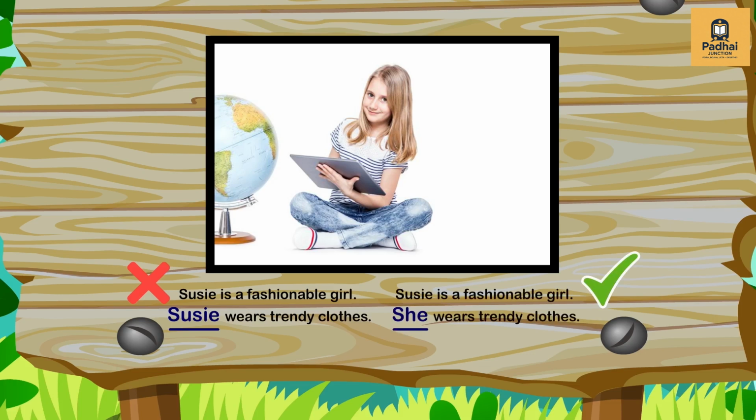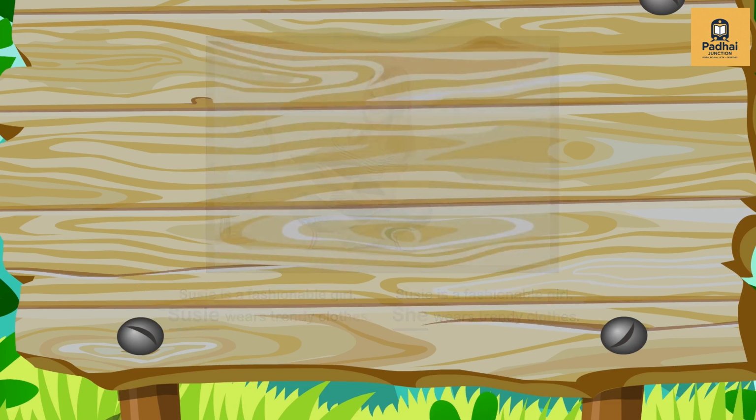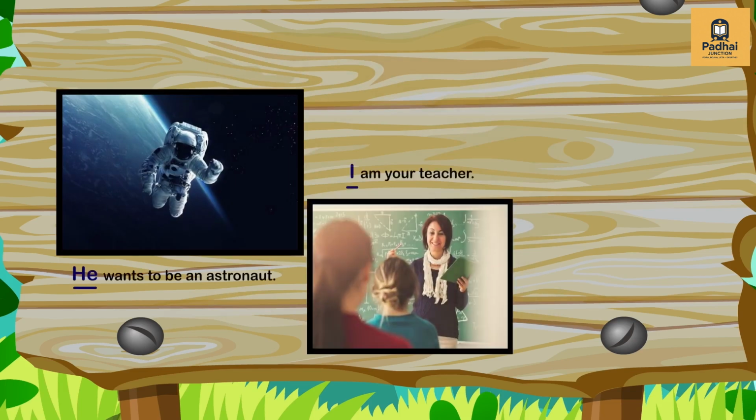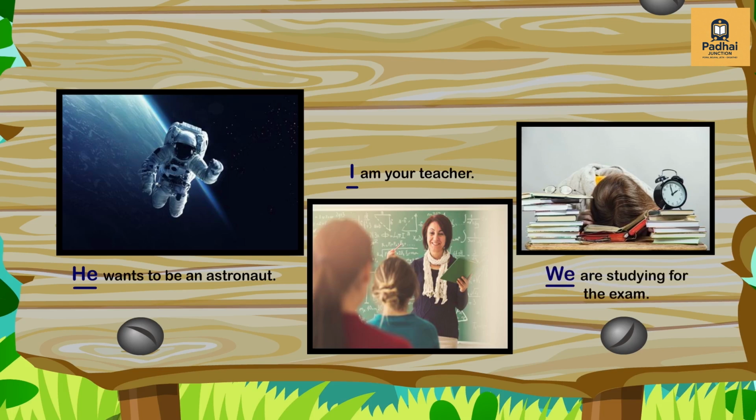Let's see some more examples of pronoun marked as blue. He wants to be an astronaut. I am your teacher. We are studying for the exam.